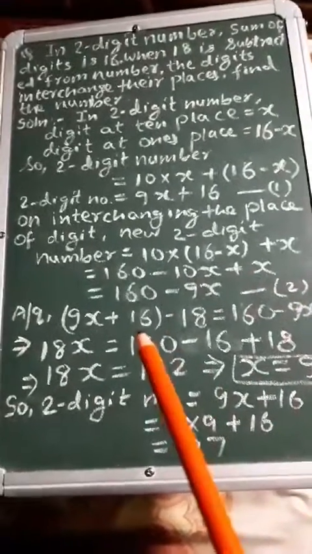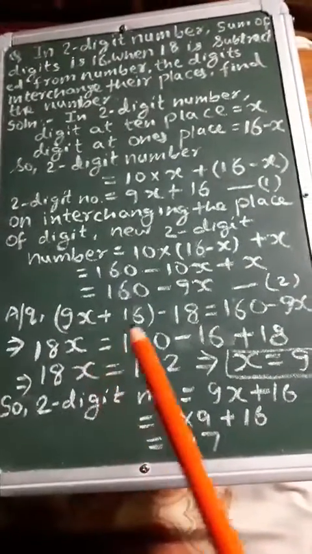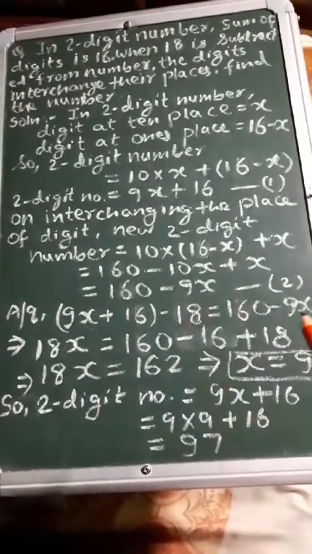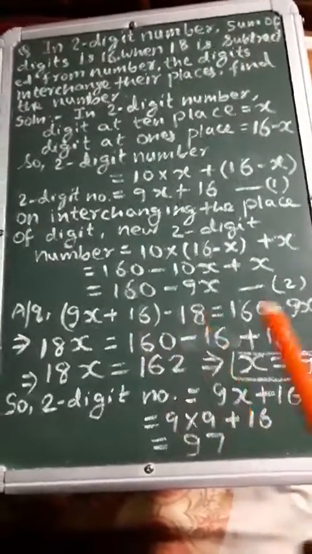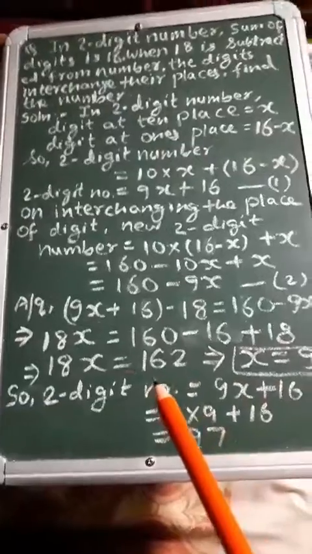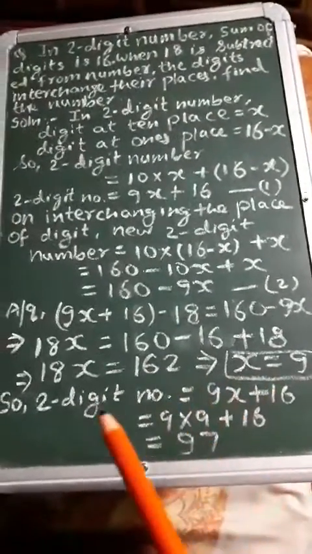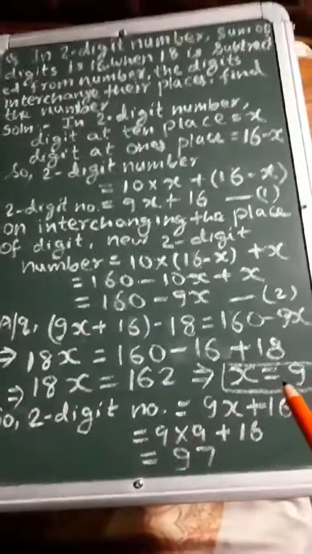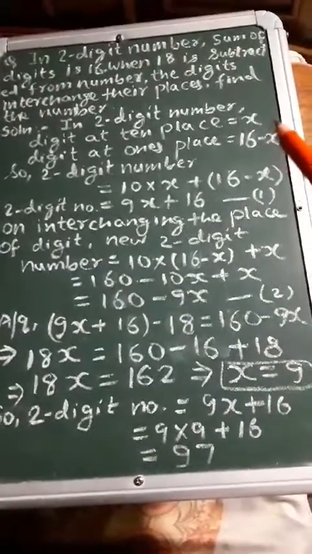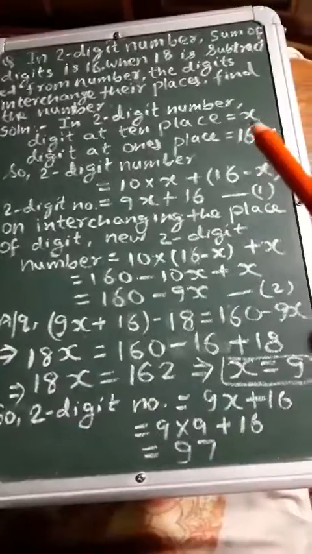9x will go to that side and become 9x plus 9x, 18x, and 16 and 18 will go to this side. So it will be minus, it will become plus, and the sum will be 162. So 18x equals 162, so x equals 162 by 18, and the value I got is 9. What is the x value in the original condition? That is the tens place.